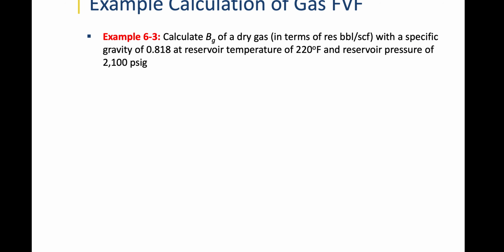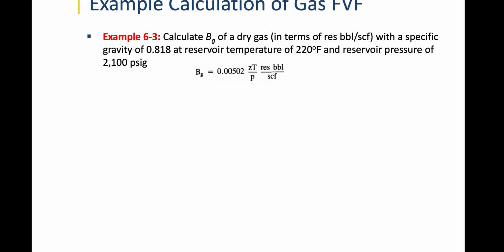Let's do an example. It basically says calculate the formation volume factor of the gas. It's in terms of reservoir barrel per standard cubic feet. The gas specific gravity is given, that's 0.818, and reservoir temperature and reservoir pressure are given. Okay. So in this case, the gas composition is not given. If the gas composition is not given, we learned in chapter 3 that with the gas specific gravity, we can find the pseudo-critical pressure and pseudo-critical temperature, and from there we can find the reduced pressure and temperature and the Z factor.